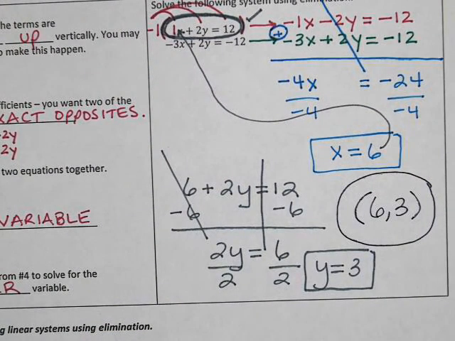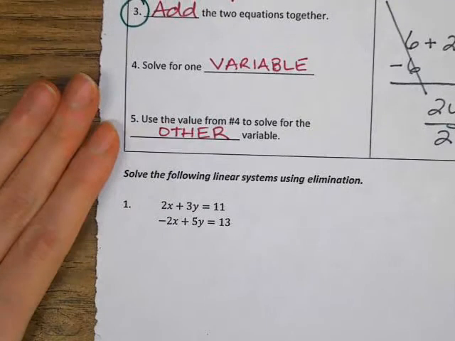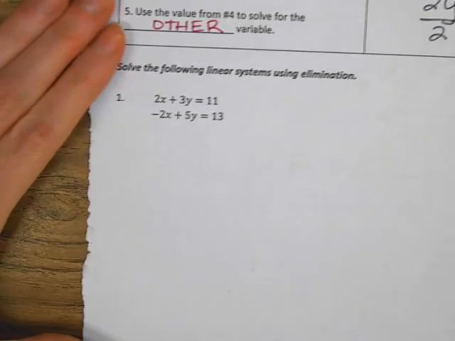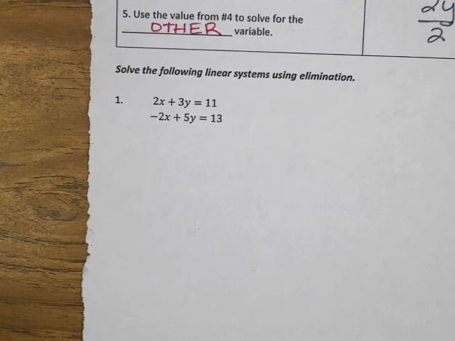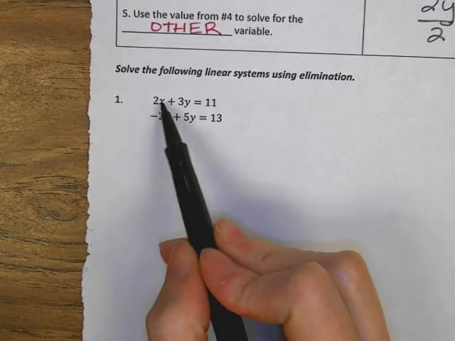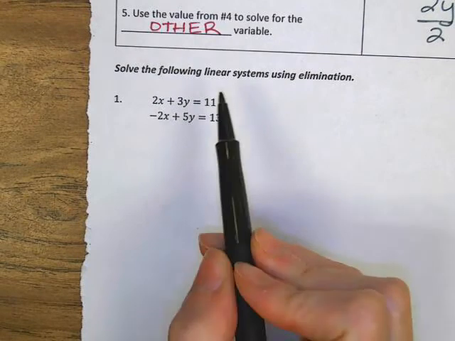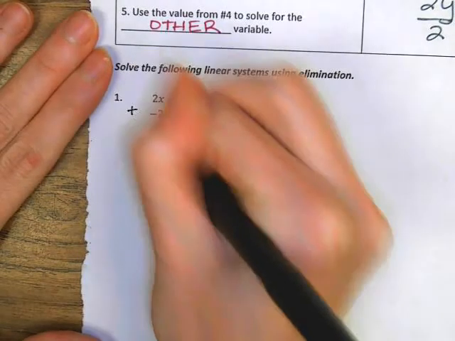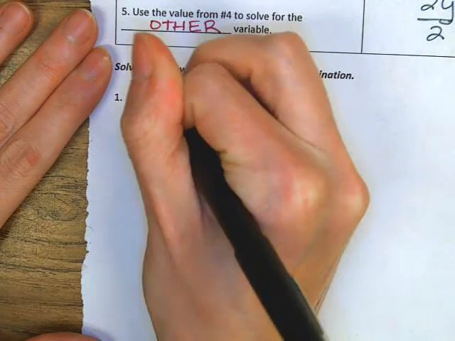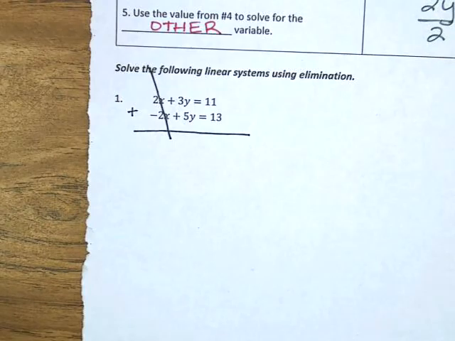Okay, let's try one more by elimination. We'll do one easy one and then one hard one. Okay, here's an easy one. Why is number 1 so easy? Don't we already have opposites? 2 and negative 2? So we don't have to multiply at all. We can just go straight to adding because these opposites are already going to cancel.